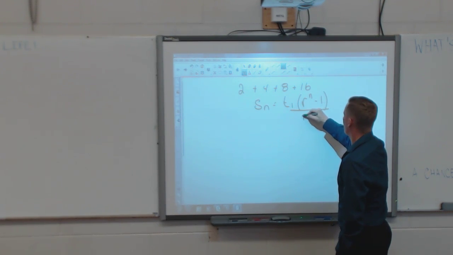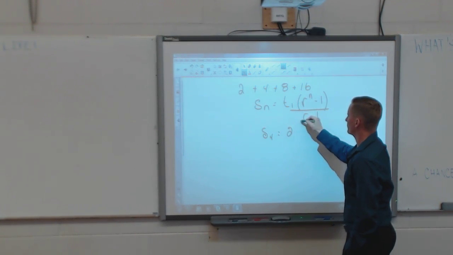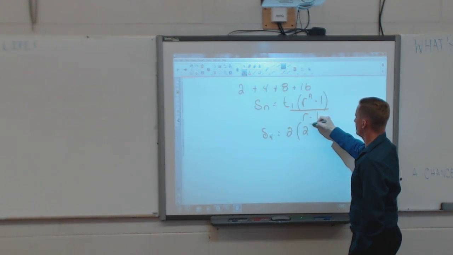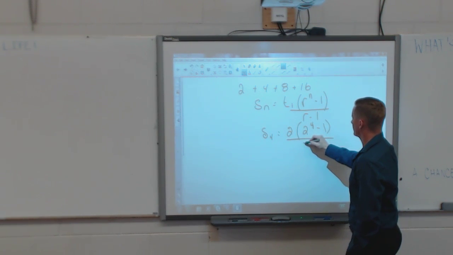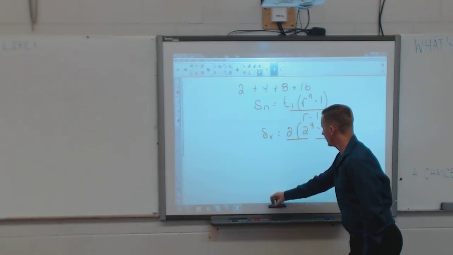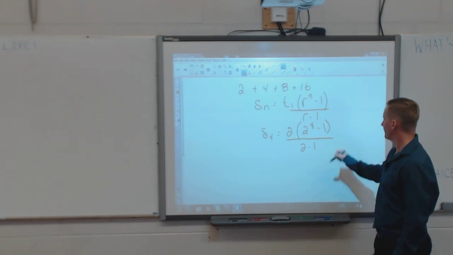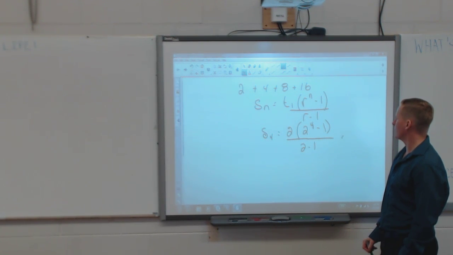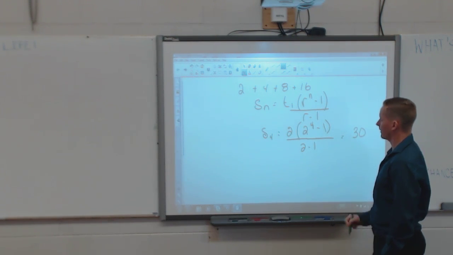Over r minus 1. So if I have the 4 terms, my t1 was 2, my r value is 2 as well, so that's 2 to the 4, subtract 1, all over, in this case, 2 minus 1, since my r is 2. So that would give me 2 times 16 minus 1. 2 to the 4th is 16, 16 minus 1 is 15, 15 times 2 is 30.